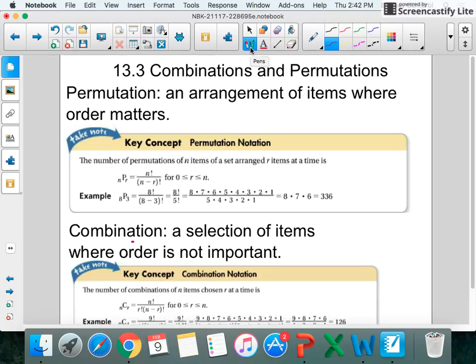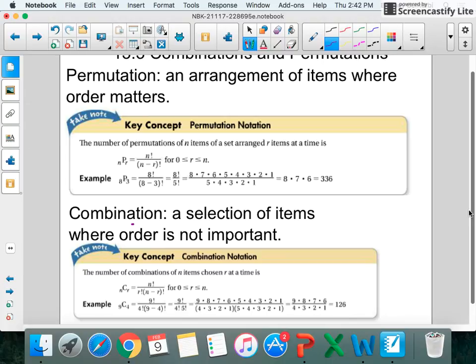So this next section, we're going to be talking about permutations and combinations. I'm kind of jumping around the notes here. You have to put the permutation and combination a little bit down on the first page. A permutation is an arrangement of items where order matters.